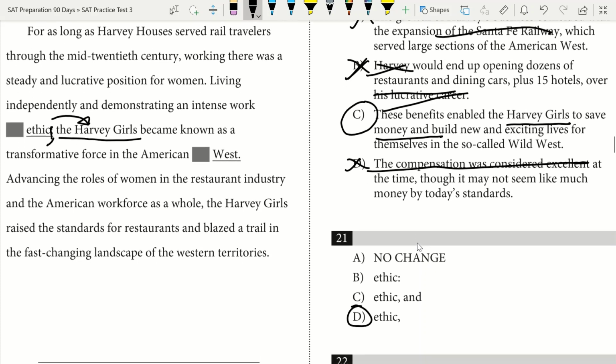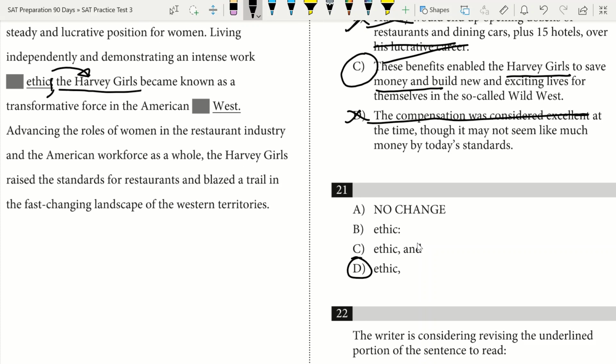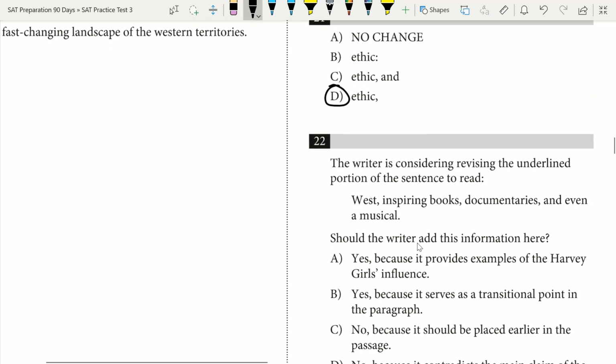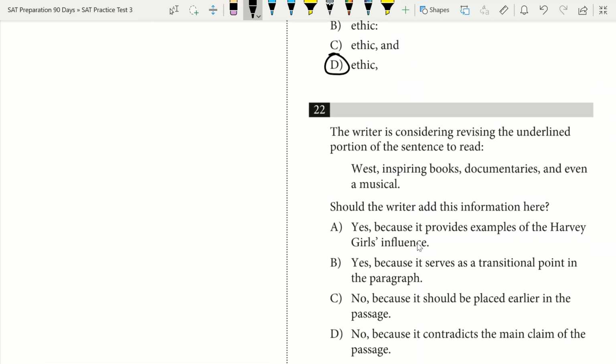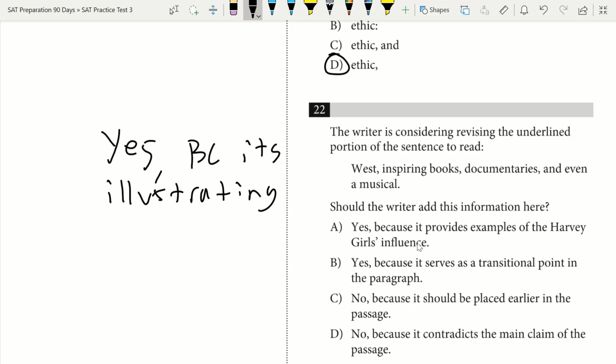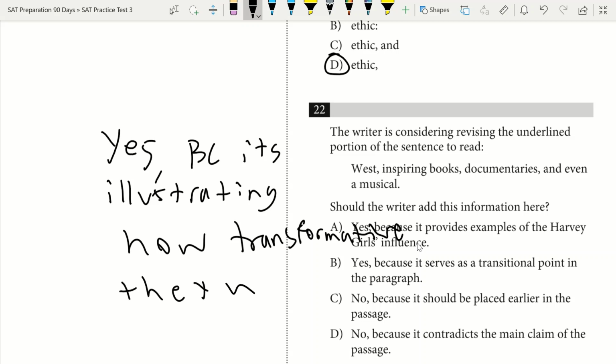All right, moving on, we got question 22. That's our last question. Became known as a transformative force in the American West. Should the writer revise the underlined portion to read inspiring books, documentaries, and a musical? Well, the answer there is going to be yes and why. Okay, we have to answer with why. Well, the answer is going to be because it's illustrating, right? It's illustrating or proving how transformative they were. So I'll show you how transformative they were.